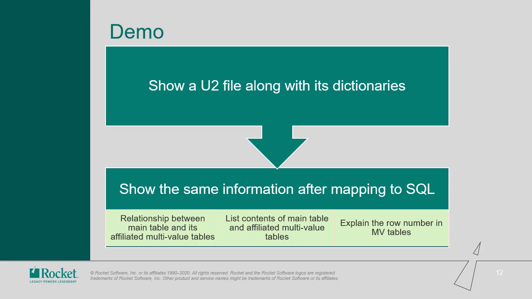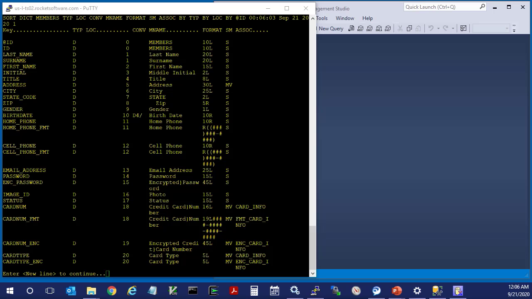And then you'll be able to see the relationship between the main table and its affiliated multi-valued tables. And we'll look at the contents of the main table and all the multi-values that apply to it. And we'll also talk about a row number and the way that SQL will take this multi-valued stuff and put it into a format that's easily usable within first normal form SQL.